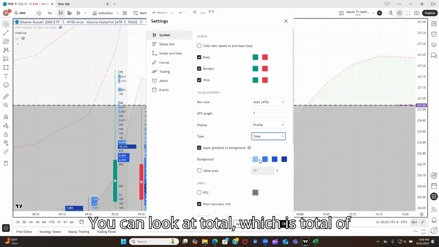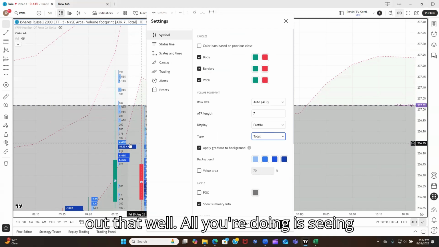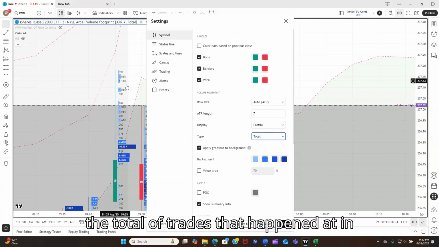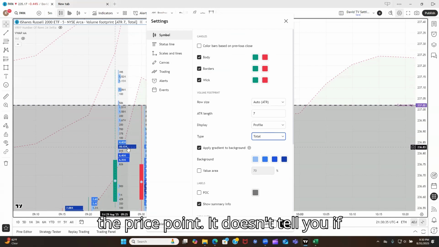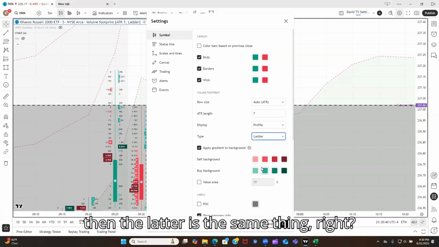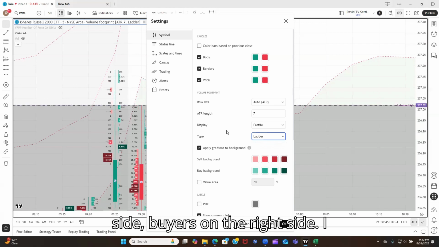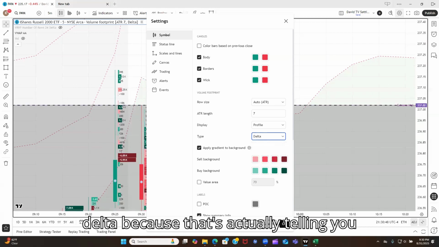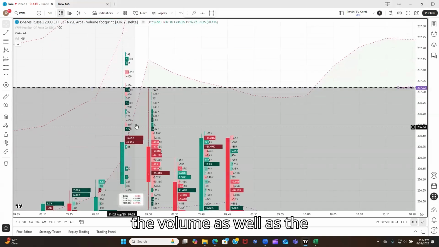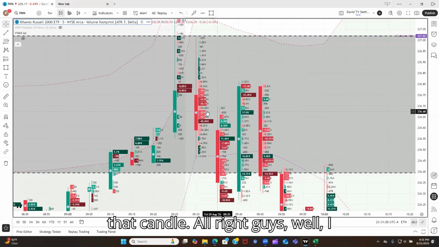You can look at total, which is the total of trades. I don't think total trades help that well. All you're doing is seeing the total of trades that happened at the price point. It doesn't tell you if buyers or sellers are in there. And the ladder is the same thing, right? Buyers on one side, sellers on the left side, buyers on the right side. I use delta because that's actually telling you the volume as well as the sellers in red, buyers in green, and who's in control of that candle.